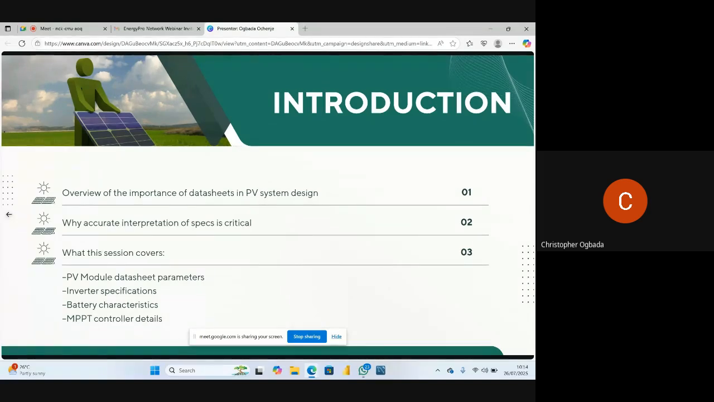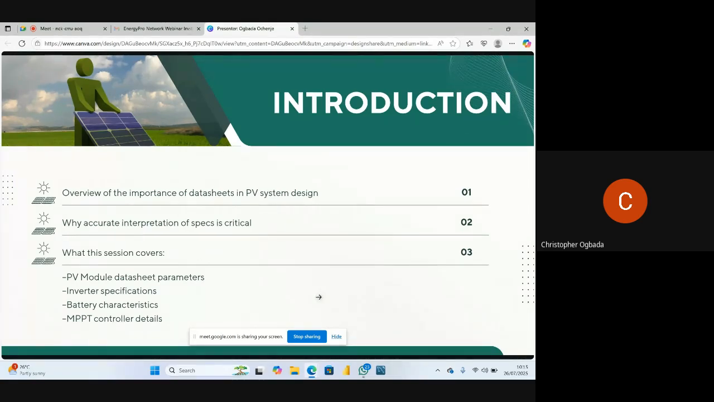In this program, we're going to be looking at why all these are important: understanding the data sheet of your PV models, of your inverters, and of your battery system. They are all interwoven. They work hand in hand. So if you miss out on one, there's every tendency that you will make the wrong choice and your system will not give you optimal performance.